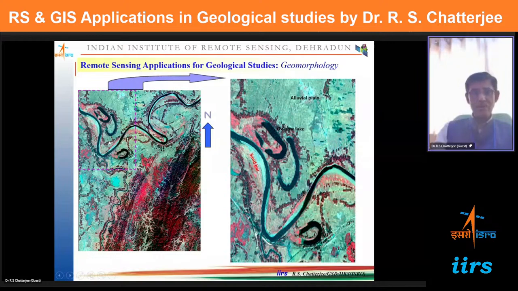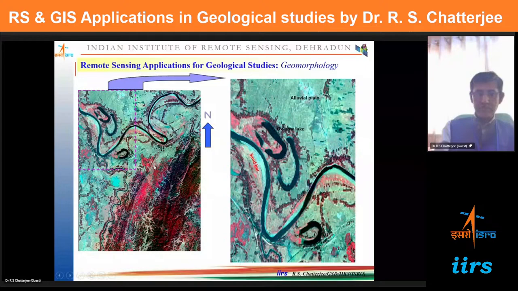Then you can also interpret the alluvial plain. So this is the alluvial plain, this is the active floodplain. There you can find, for example, here the sandbars, isn't it? So there are many landforms you can interpret from a remote sensing image.